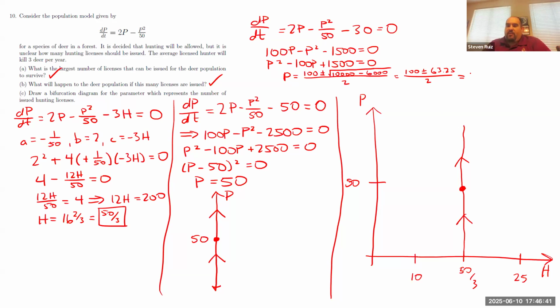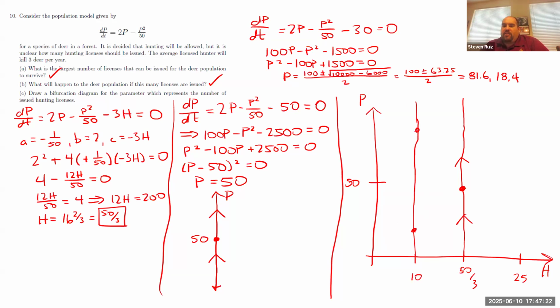So my two values are 81.6 and 18.4. Okay. So my phase line for this situation, I have equilibrium points at 18.4 and 81.6.